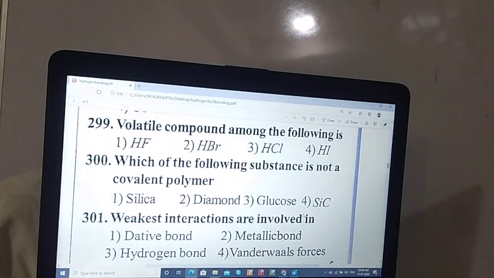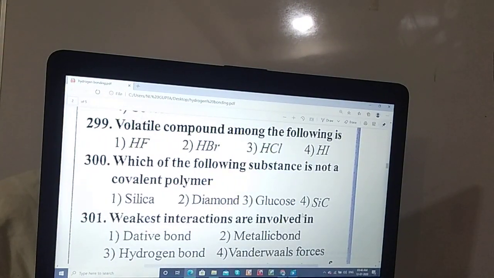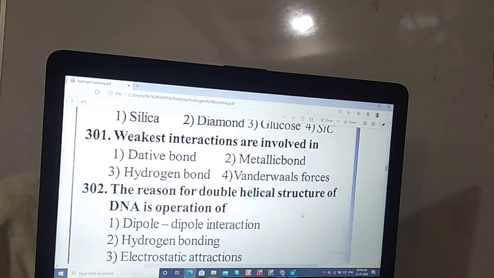Now let us move to another question, question number 301. Weakest interactions are involved in dative bond, metallic bond, hydrogen bond, and van der Waals forces. They have given four options, and the first one is dative bond, that is, coordinate bond.